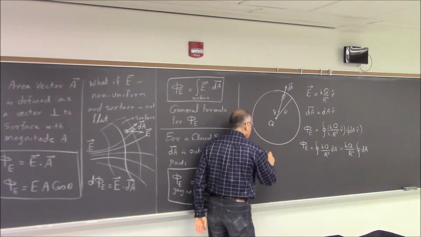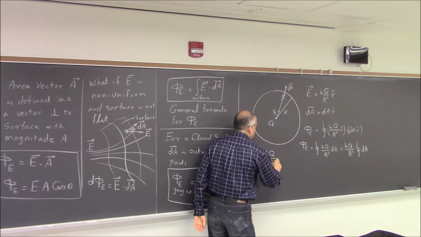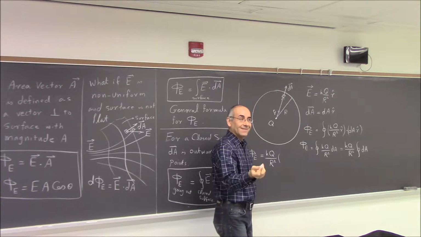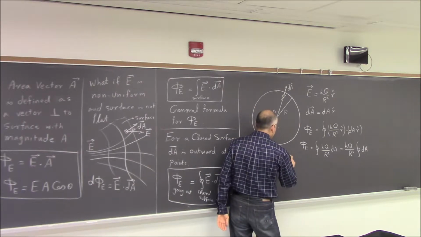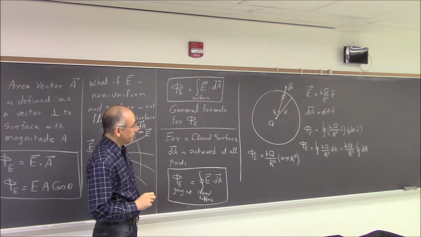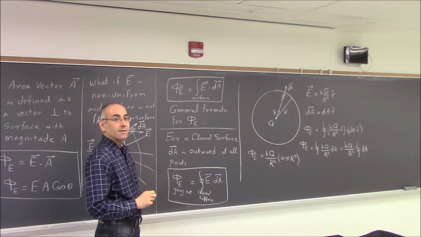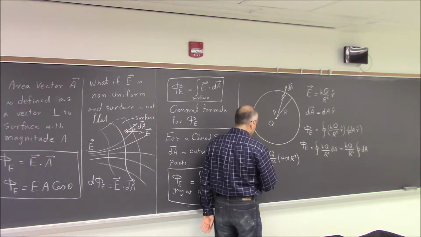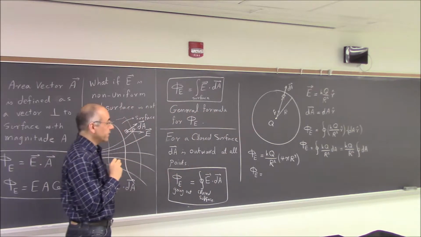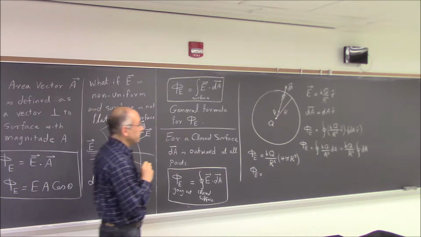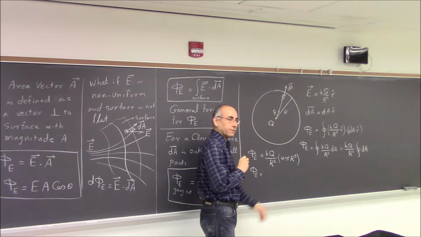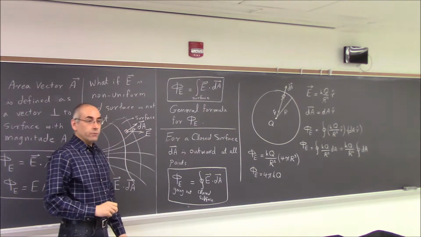So we say kq over r squared times the area of a sphere. What is that? 4 pi r squared. And you see what happens to r? So the flux of electric field due to this charge at the center is equal to 4 pi k q, right? R squared goes away. We have another name for 4 pi k.